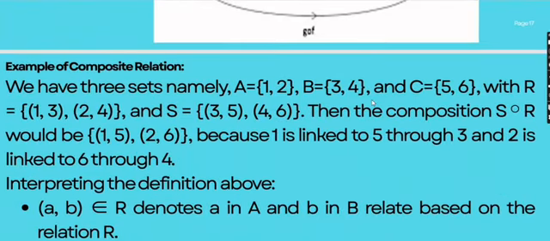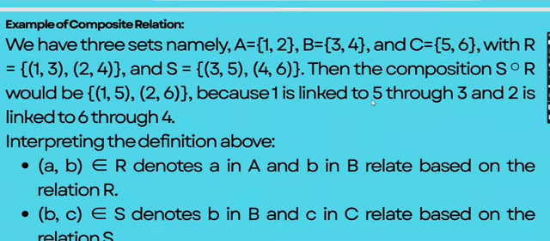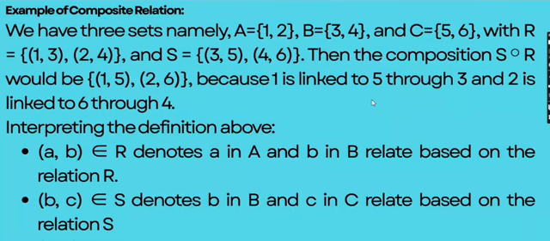So this is one example. Try to understand, friends. We have three sets: A is equal to 1, 2, B is equal to 3, 4, and C is equal to 5, 6. From these sets, we have formed two relations, named R and S. R holds certain ordered pairs: 1 comma 3, 2 comma 4. Now S is going to hold certain values: 3 comma 5 and 4 comma 6.